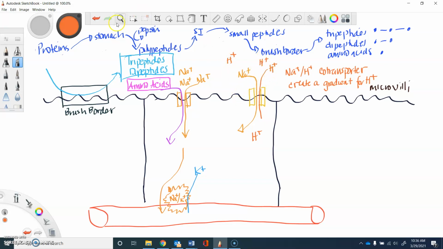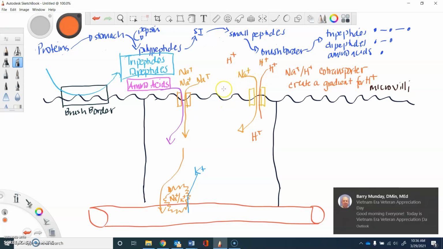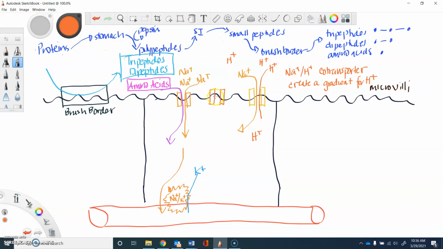Once we have that hydrogen out in the lumen there, then we have another transporter that brings the hydrogen back in, and with it, it pulls the tripeptides and the dipeptides. Okay, just a little bit different.